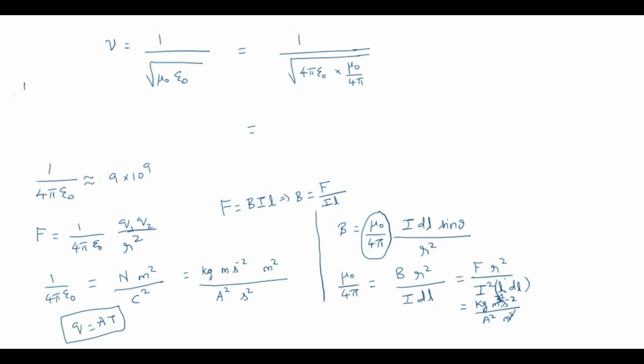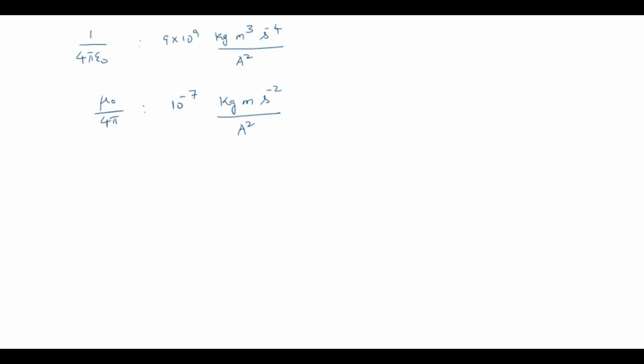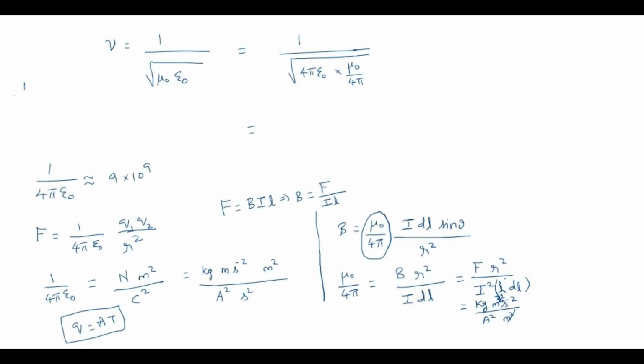B is equal to F by IL, and mu naught by 4 pi is equal to B r square by I dl. Substituting for B, we get F r square by I square L into dL. Now what can we do? We can substitute. I'm really sorry, let us substitute in the equation. What will we get when we substitute here?